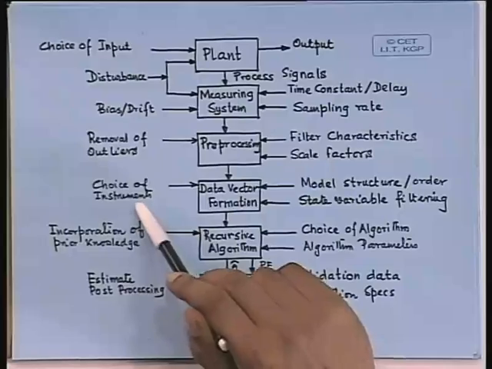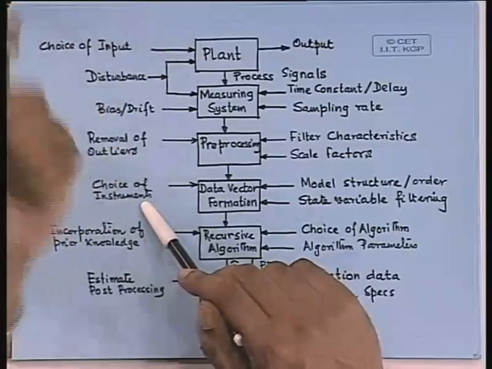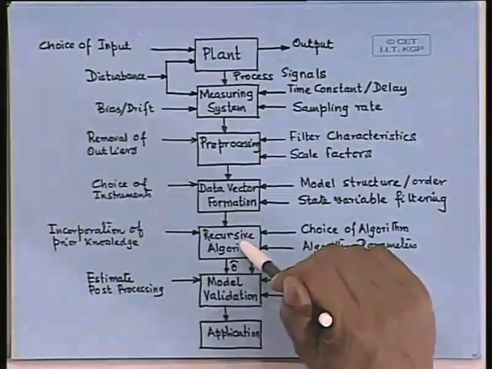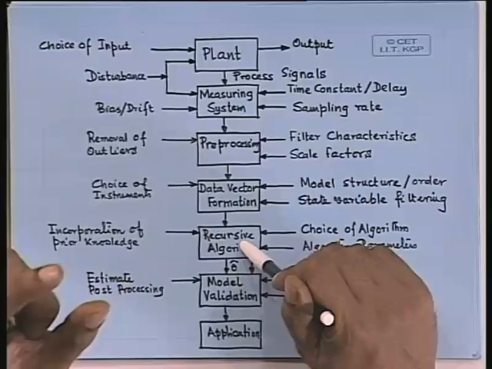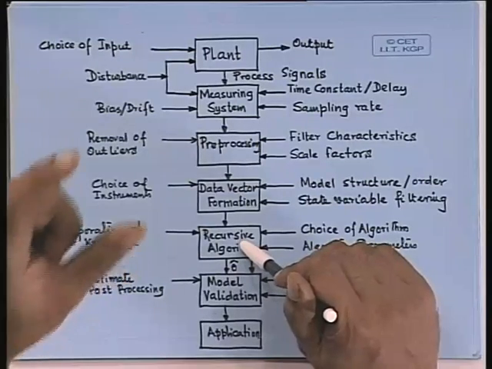And obviously, if you are using instrumental variables, then you need to have your choice of instruments at this time, because the instrumental variable forms the other data vector, that is the instrument vector, which you are also going to use in your algorithm. After having done that, you come to the actual algorithm, those 3 or 4 equations which will give theta hat k from theta hat k minus 1.